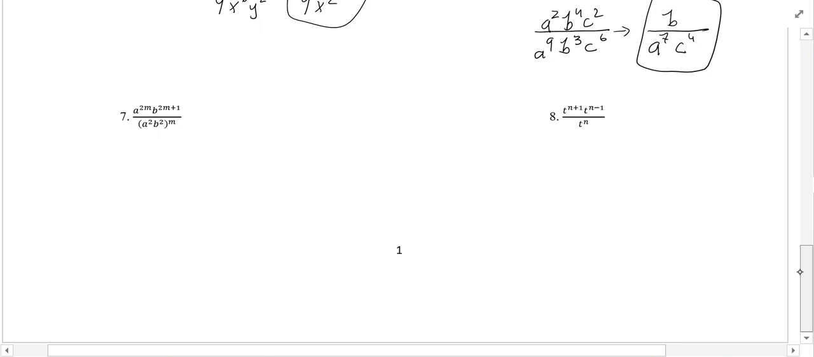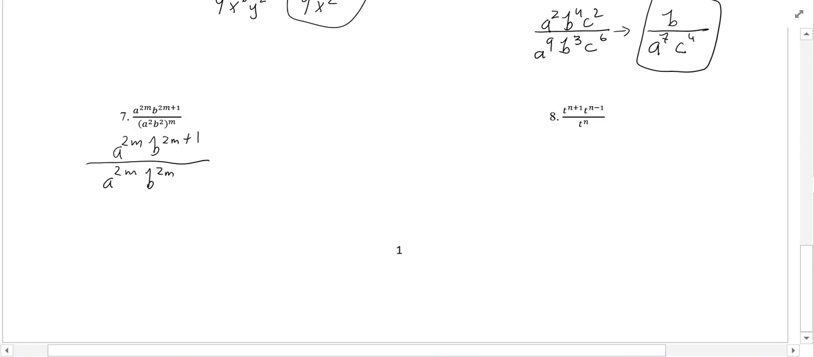Okay, when you have something like number 7 here, what you want to do is first distribute this bottom because it's a parentheses exponent, and then we'll simplify the numerator and the denominator. So I'm just going to rewrite what I have in the numerator. A to the 2m, b to the 2m plus 1, over, remember, power to a power is to multiply. So I get a to the 2m, b to the 2m.